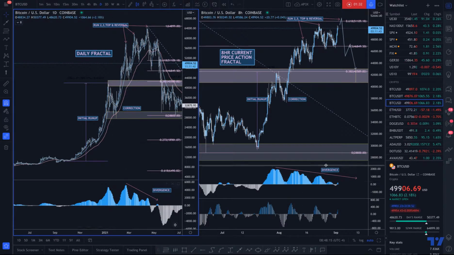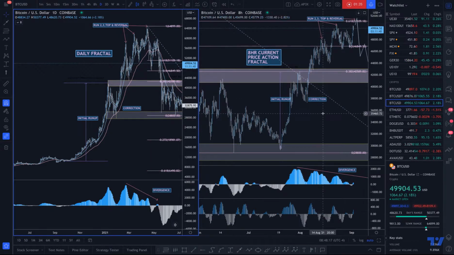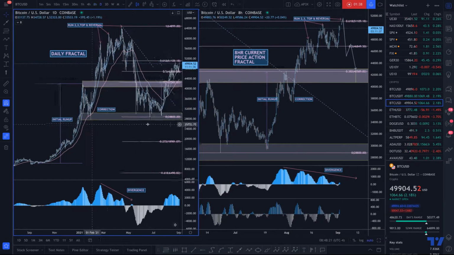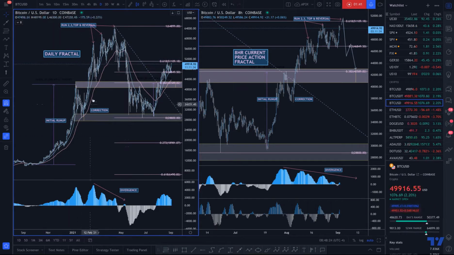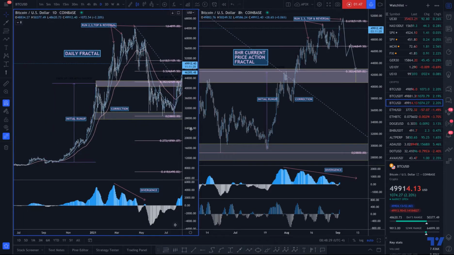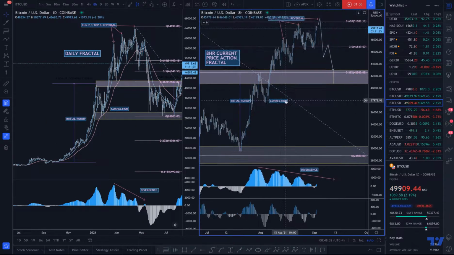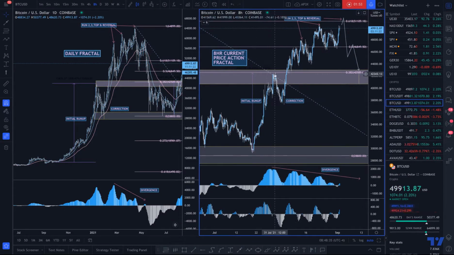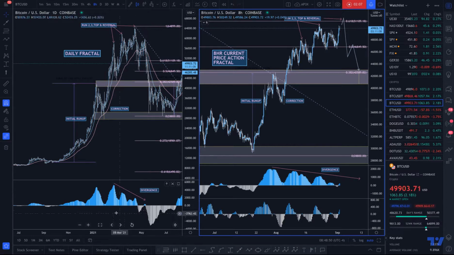However, we're now witnessing a very similar price action on the 8-hour time frame, meaning this leg up is a fractal of this leg right here. So why am I saying that? Well, take a look at the 8-hour chart here. We have the run up, the initial run up, just like here. We have a correction, and we have three bursts, 1, 2, 3, and a waning momentum indicated by divergence.